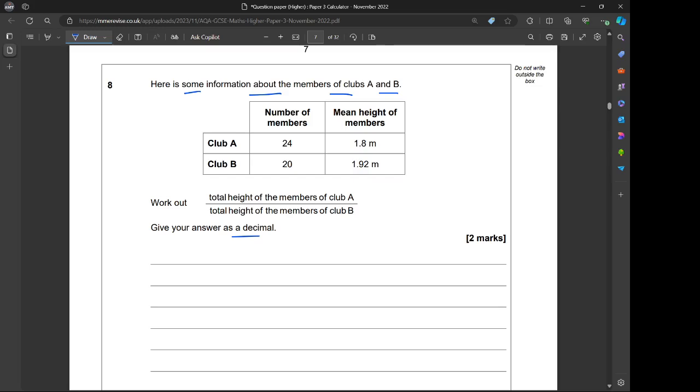The number of members for club A is going to be 24. The mean height is 1.8. So to work out the total, we're going to do 24 times 1.8, divide that by 20 times 1.92. Does that make sense, guys? Are we happy with that? The reason for that is because that would tell us the total frequency.